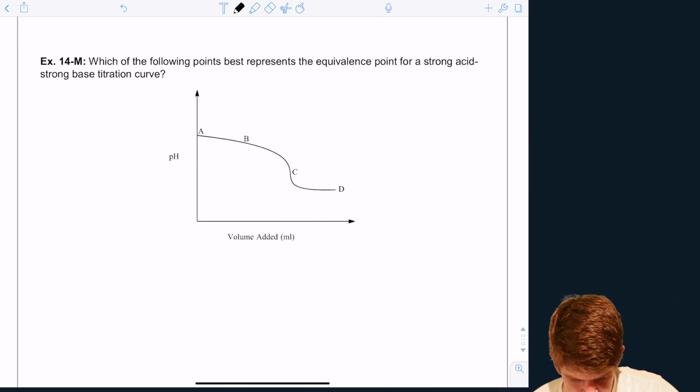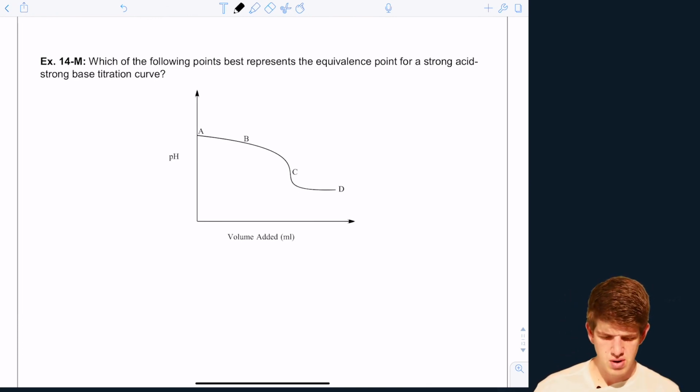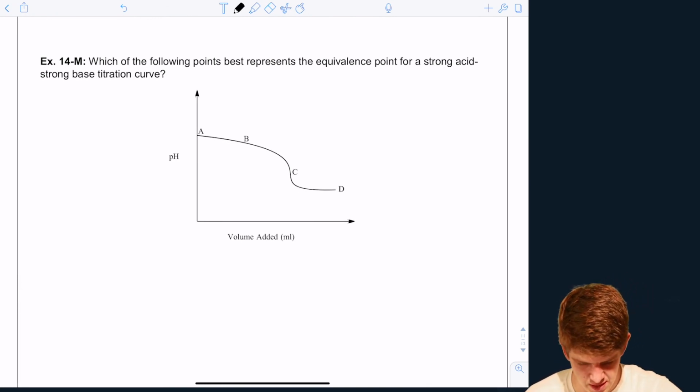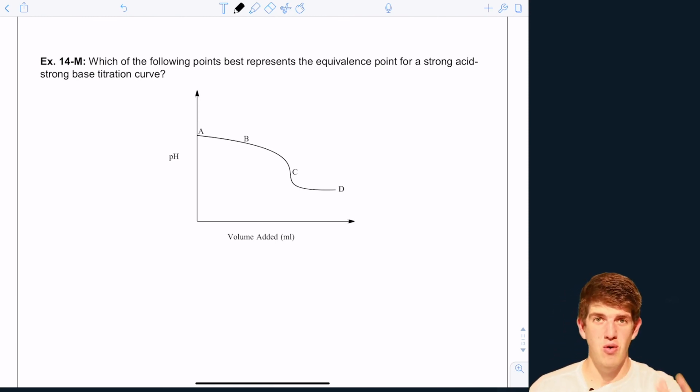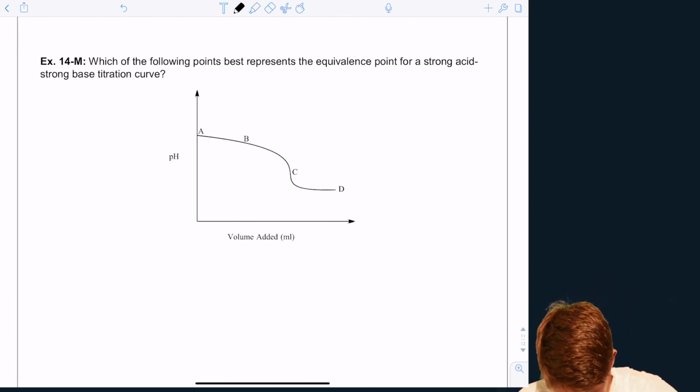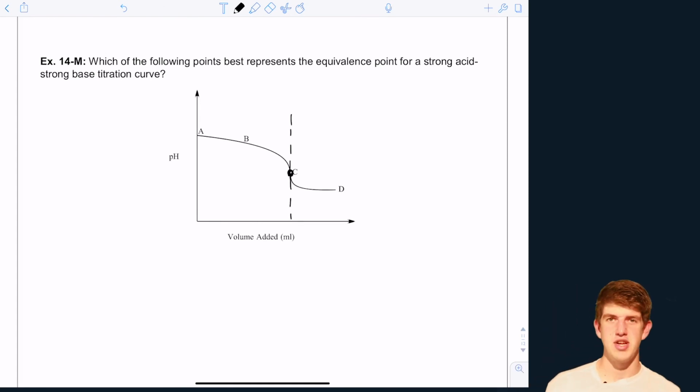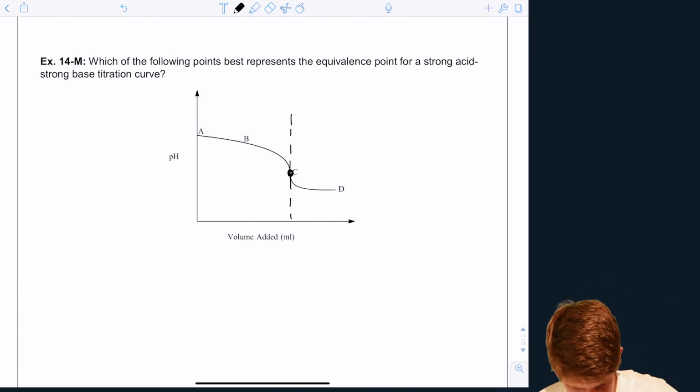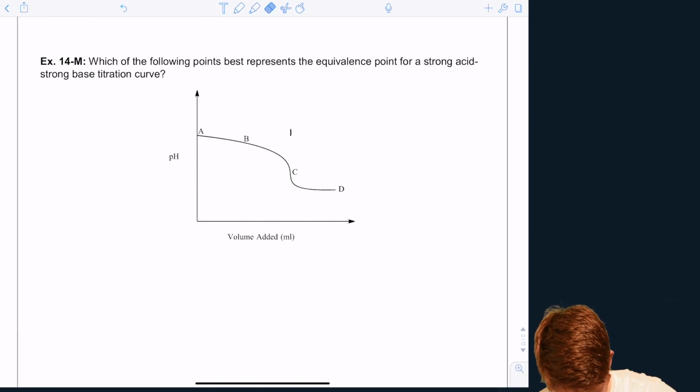Which of the following points best represents the equivalence point for a strong acid, strong base titration curve? It's going to be the vertical line. The point of a drastic change vertically will be my equivalence point. So that is best represented by position C.